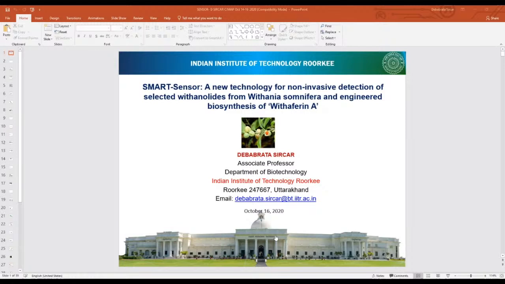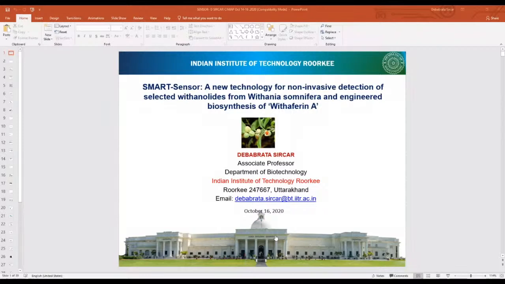Say, for example, if you take the sensor and keep it near any other medicinal plant, like Plumbago zeylanica, it will immediately tell you that this is not Withania somnifera, or that the target is absent. That is the heart of this technology: to first identify the volatile and to develop a corresponding transducer. So this match is like a lock and key. If the transducer is a lock and the volatile is a key, that is the specificity of this device.